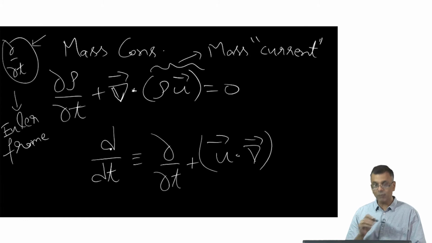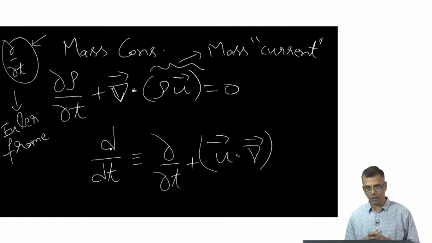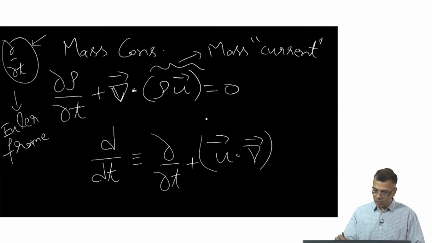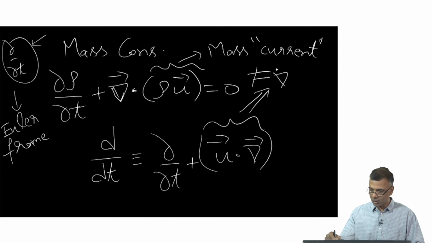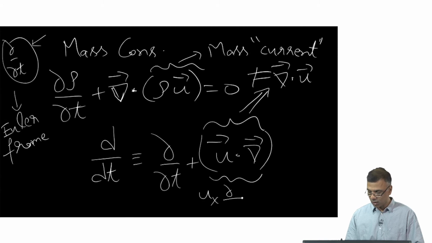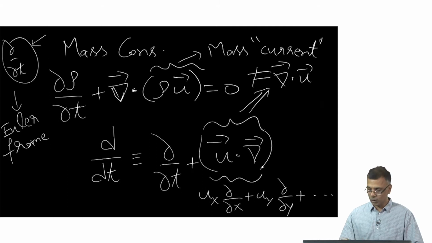So if for instance you had something, this operator is the same as this operator. So this time derivative would signify the time changes as discerned by a Lagrangian observer, someone who's moving with the parcel of fluid. Mind you, this is not the same as del dot u. What this would be, for instance, in Cartesian coordinates, would be something like ux d over dx plus uy d over dy plus so on and so forth. That's what this operator is.